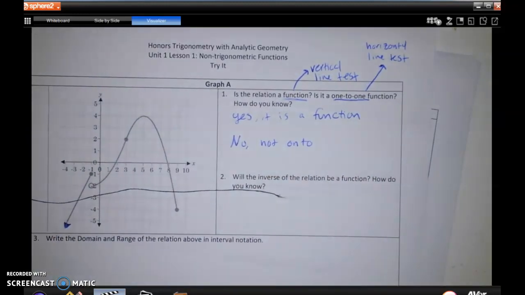And honestly, once we get out of this section, you probably will not see the word one-to-one very frequently until you start to get into higher up math.